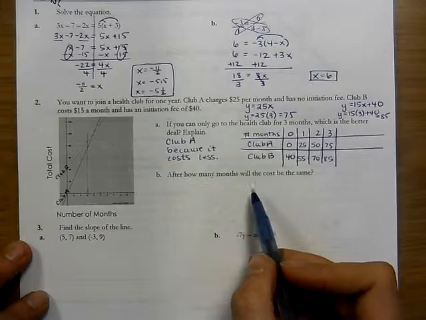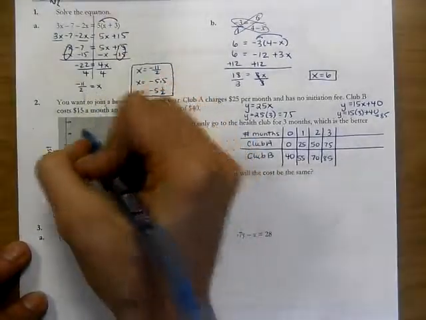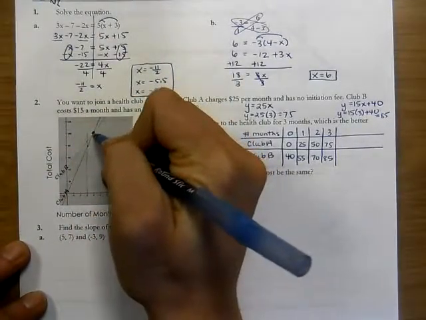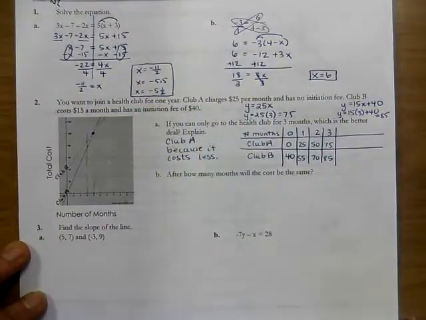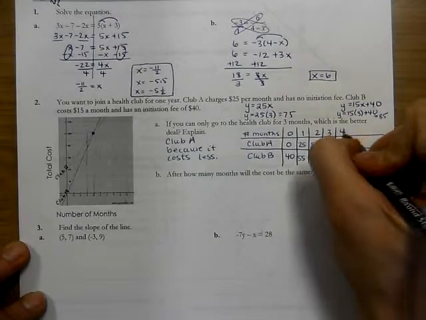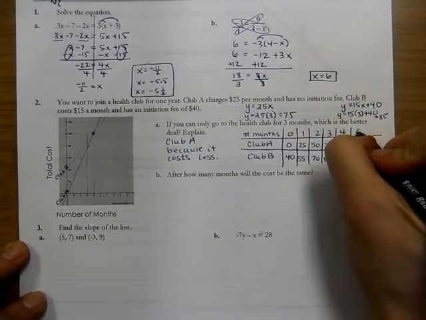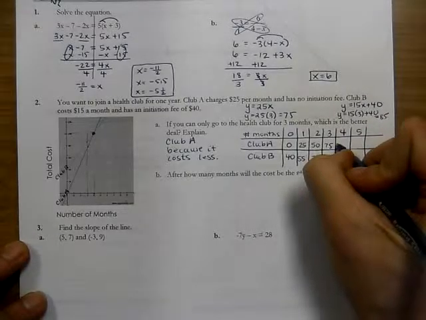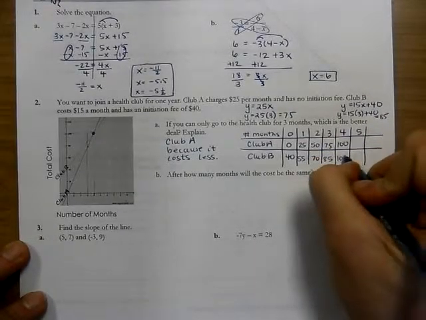Part B says, after how many months will the cost be the same? Well, when I look on the graph, the cost will be the same where they intersect. So I could go down here and that looks like at 4 months, the cost will be the same. They'll both be spending $100. If I look over here, I could extend my table and I could see if I add 25, I get 100. If I add 15, I get 100.